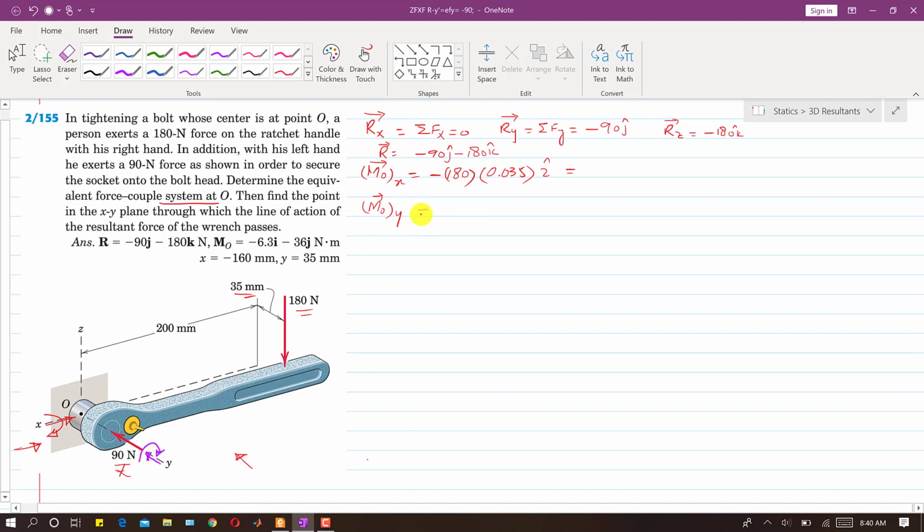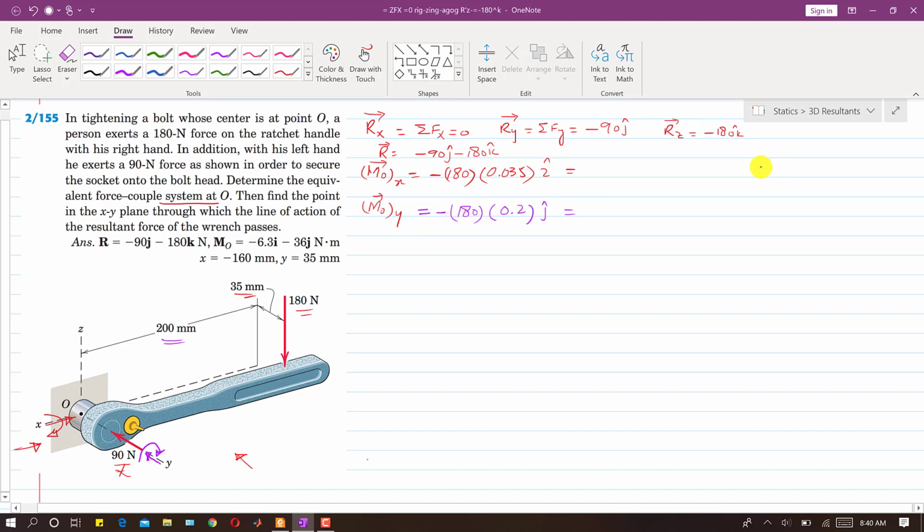So if I write, the magnitude of that will be 180 into the perpendicular distance. Now from the y-axis, this is the perpendicular distance, 200 mm. So 200 divided by 1000 will be 0.2, and the thumb direction is in the negative y, so we will write minus j.